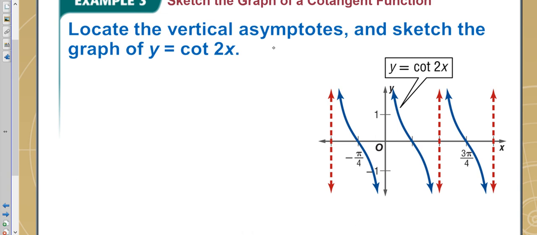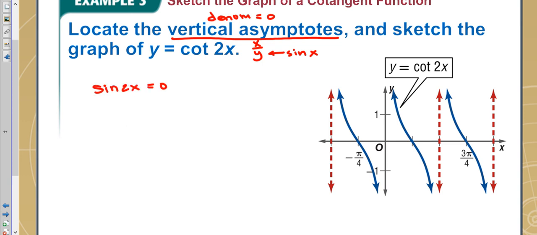If we want to find vertical asymptotes, you first need to point out that since y is sine and x is cosine, tangent is y over x, which means cotangent is x over y, which means sine x is on the denominator. Why does that matter? Well, vertical asymptotes are found when the denominator is equal to 0. So you would just say sine of 2x equals 0. That's how we get an asymptote. Remember, cotangent, you would have sine 2x underneath cosine 2x.